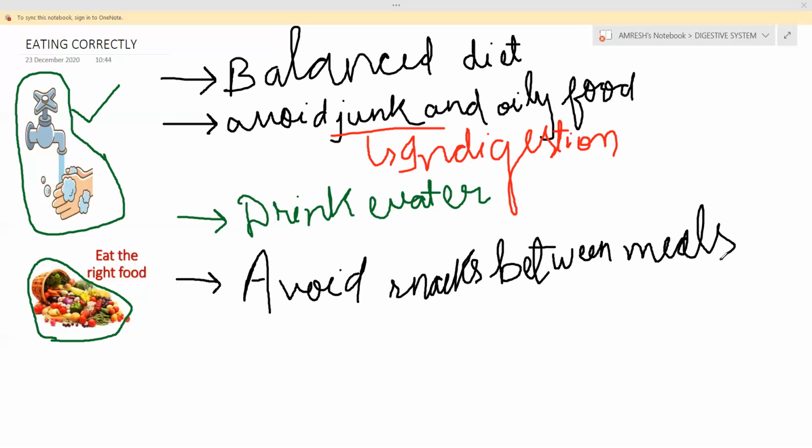Now, make a habit that we go to the toilet every morning, and the waste left after digestion must be thrown out of the body regularly. We should go to the toilet regularly because the harmful waste that is present in the body should be expelled out. It has to leave the body.